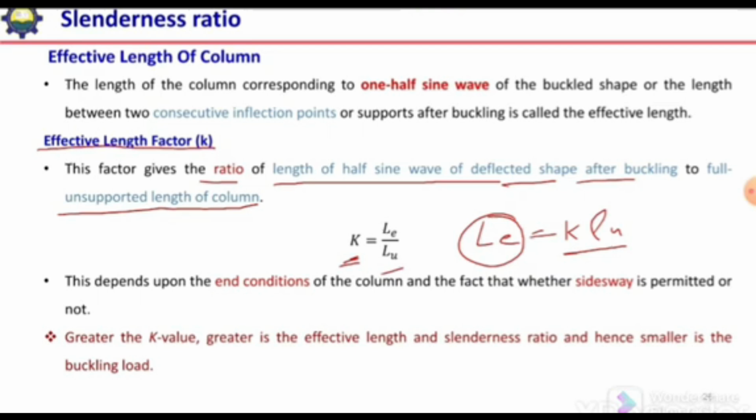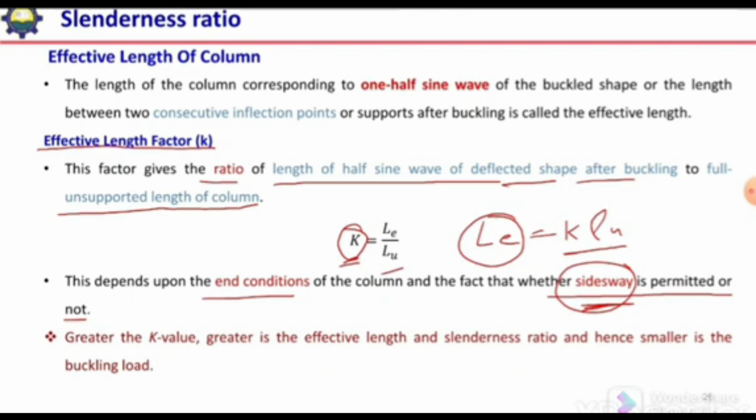So this depends on the end condition. This K value depends on the end conditions and on whether side sway is permitted or not, whether side sway is permitted in the column, or in the building, or in the frame. So what is side sway? I have uploaded a video related to side sway, so you can watch that video to see whether side sway will exist in the building or not, what side sway is, and how it is prevented.